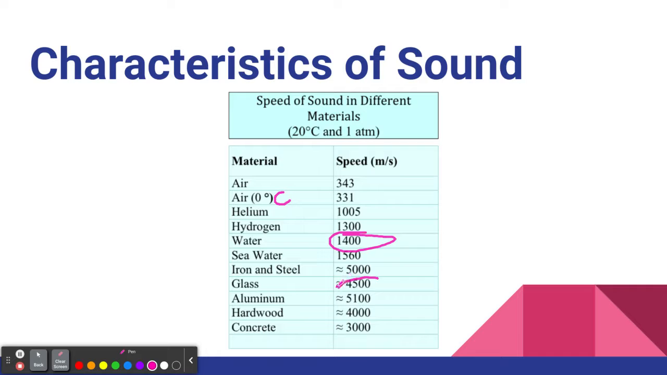It's going to travel through glass at roughly 4,500 meters per second. It's going to travel through concrete at 3,000 meters per second. Now, again, it depends on how the sound is transmitted. Is it transmitted actually through the material, or is it bouncing off of the material?